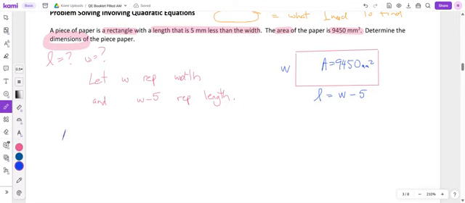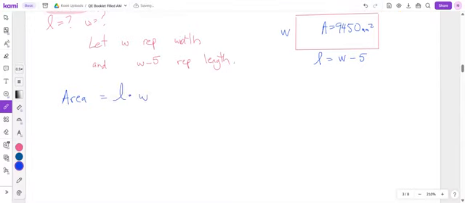So we know that area equals length times width. What is the area? Well, the area is 9,450. What is the length? W minus 5. What is the width? Just a W.